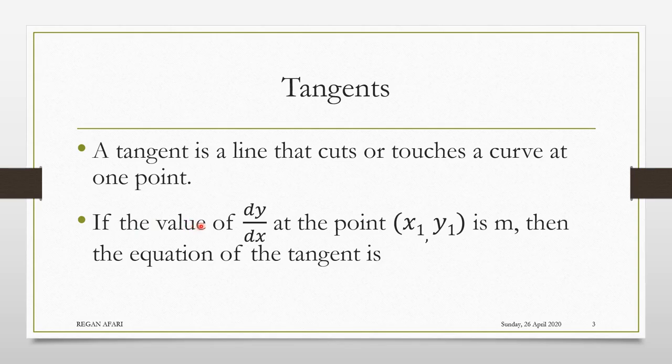So if the value of dy dx, or the gradient at the point x1, y1, is m, then the equation of the tangent must be of this form, where m is the gradient that you will find from differentiating the curve. Then this x1 comes here, and the y1 also comes here. So you need three things. One, the gradient. Two, the x value of the point. Three, the y value of the point.